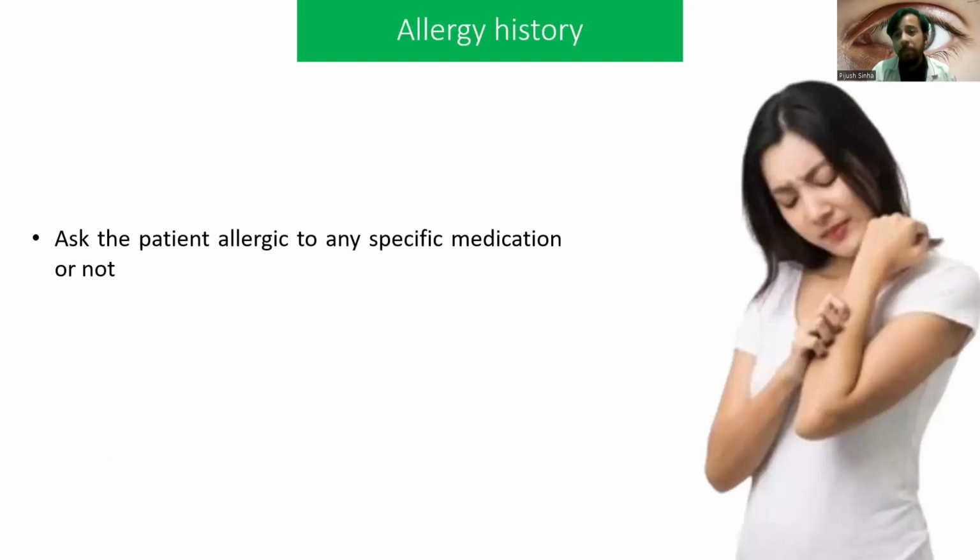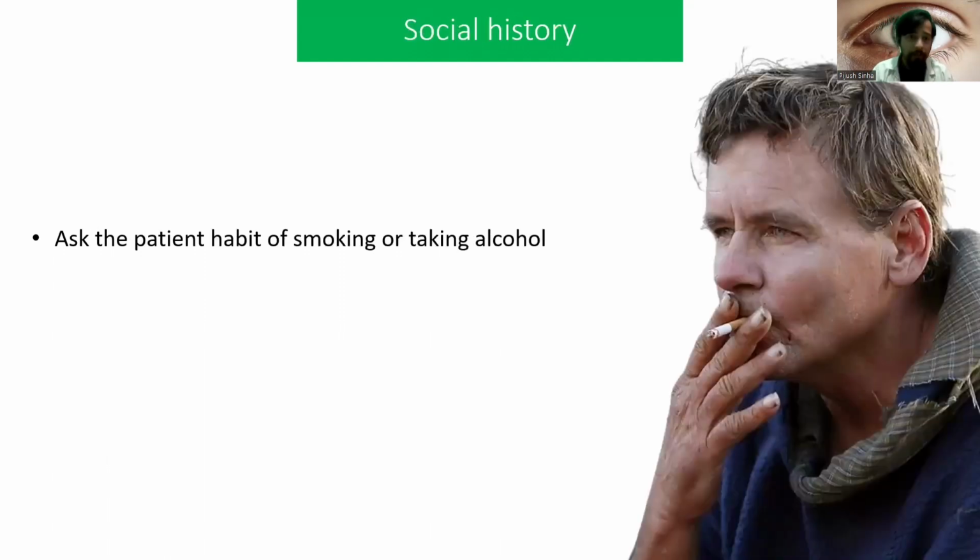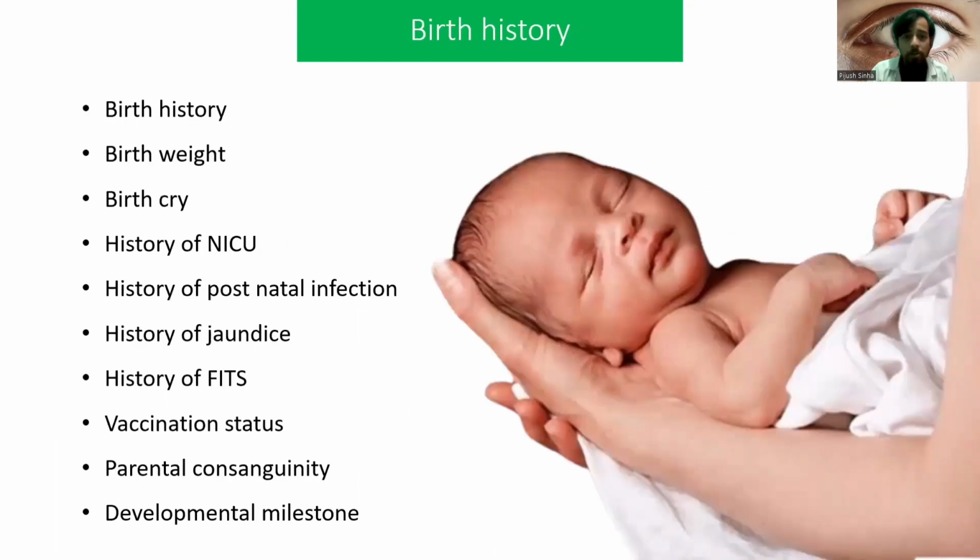Then ask the patient about any allergic history, whether he is allergic to any drug or any specific food. All such things will help you decide which drug to give the patient. Okay. Then social history. Here you will ask the patient whether he has any habit of smoking or alcohol, and since how long he has been taking alcohol, and such things. Then there is the birth history that you need to look at properly.